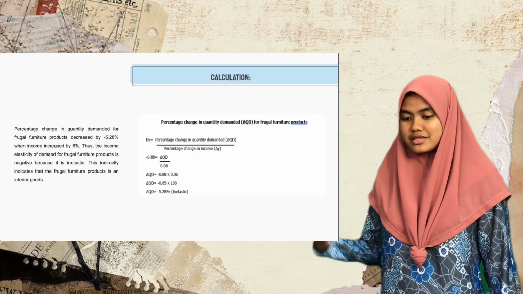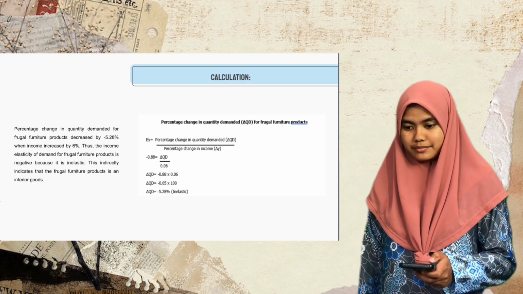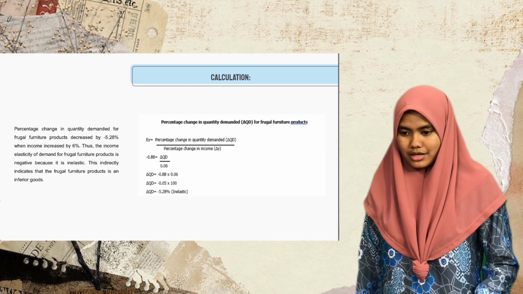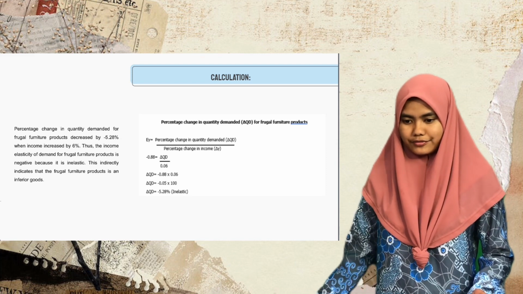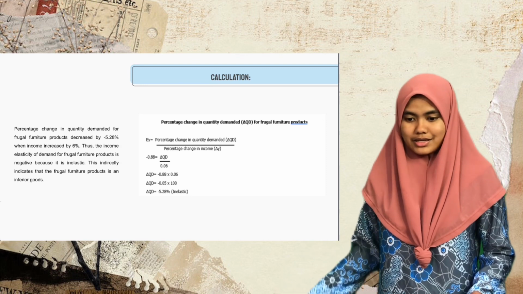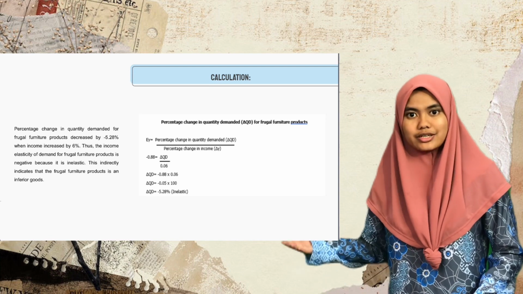As you can see over here, the quantity demanded for frugal furniture product decreased by negative 5.28%, and the income elasticity of demand for frugal furniture product is negative because it is inelastic. This indirectly indicates that the frugal furniture product is an inferior good.